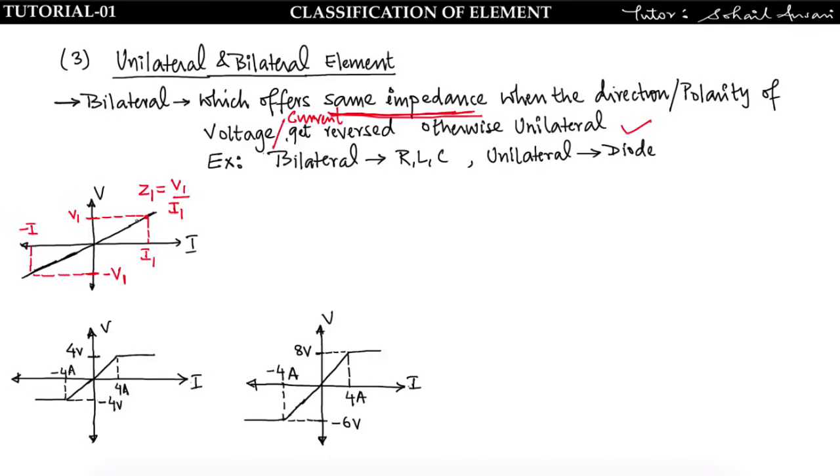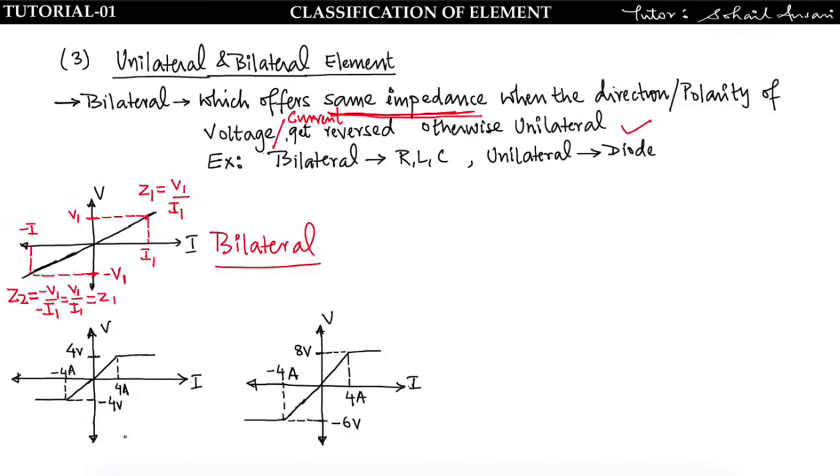Why? Because this is the equation of a straight line. So at V is equal to V1, if you are getting I is equal to I1, that means at V is equal to minus V1 you will get I is equal to minus I1. So if you find Z2, that is equal to minus V1 upon minus I1, that is nothing but V1 upon I1, that is equal to Z1. So in this graph you can see that after reversing the voltage we are getting the same impedance, hence it is bilateral.